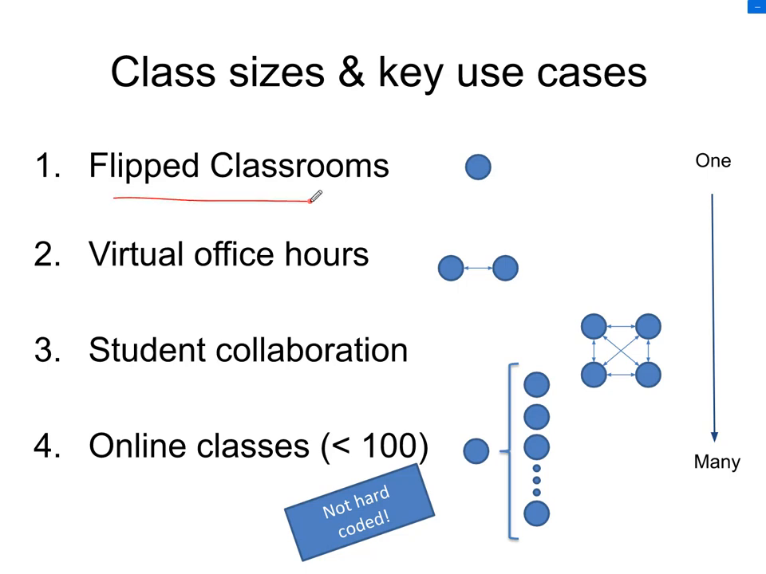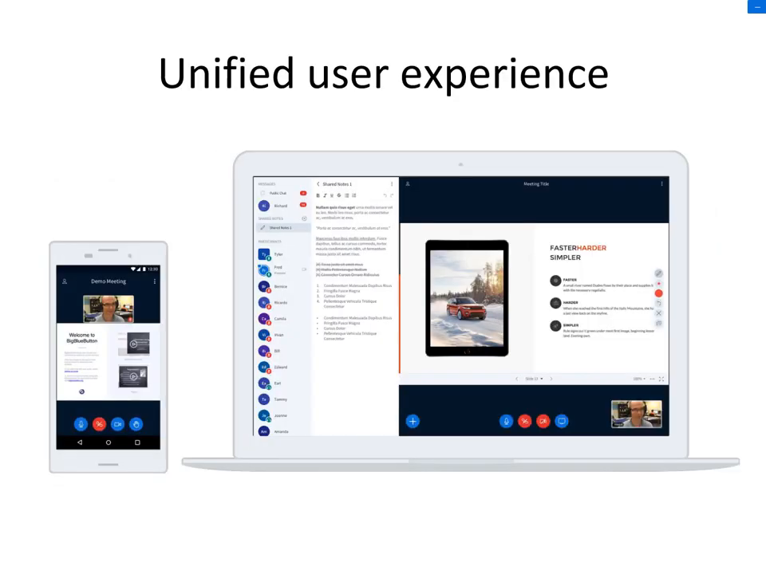BigBlueButton is a virtual classroom system for online learning. You can use it for flipped classrooms where you record content ahead of time, virtual office hours, instructors to students. You can do student collaboration, maybe you give BigBlueButton to the students, maybe use breakout rooms, and full online classes where we recommend 100 users or less. It's not hard-coded, but try to keep it within those recommendations.